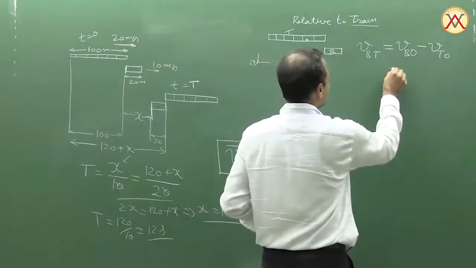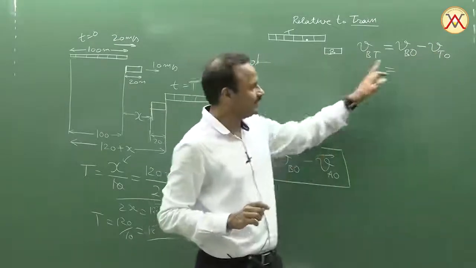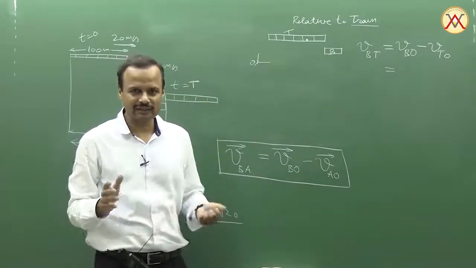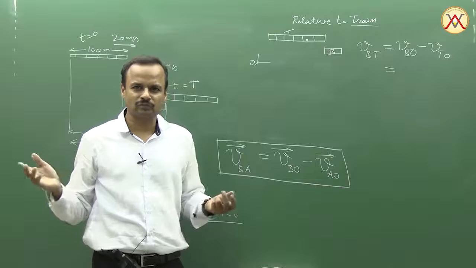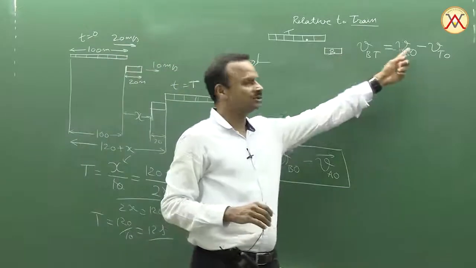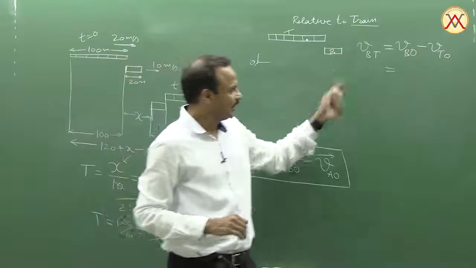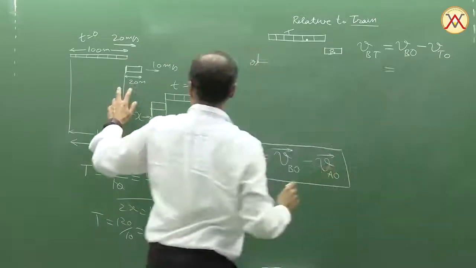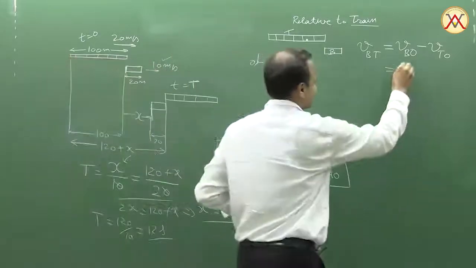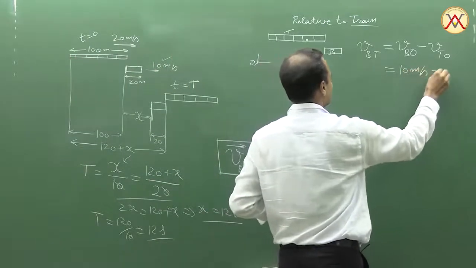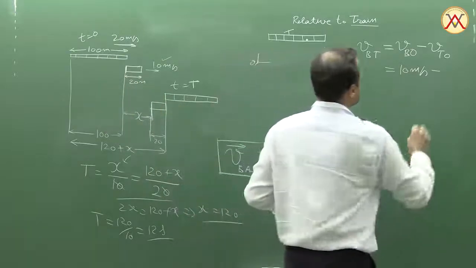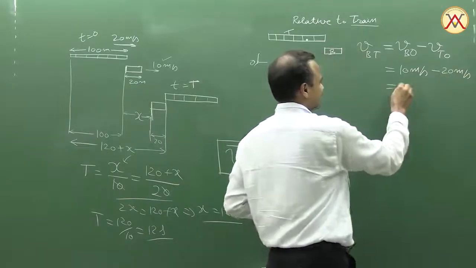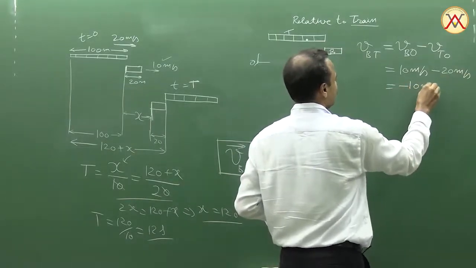Now VBO, and I am not using vector signs here because the case that I have taken here is a one-dimensional case. As we have already solved the problems of one-dimensional motion, it is not required to use the arrow sign in one-dimensional situations. So I am not using arrows here. VBO, velocity of bus in ground frame, it was given to us as 10 meter per second, and velocity of train relative to the ground observer O is 20 meter per second. So if I subtract, I get minus 10 meter per second.